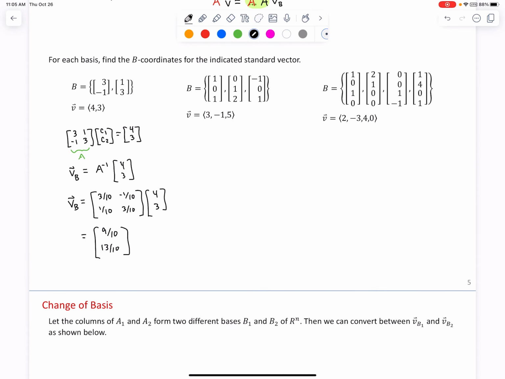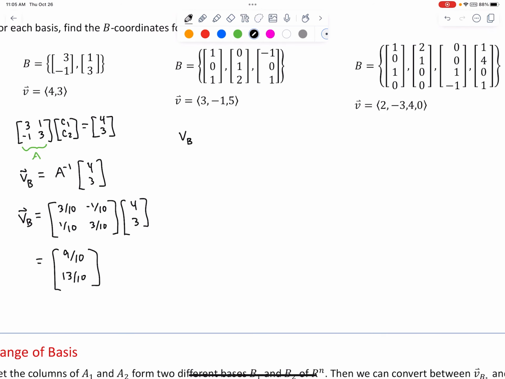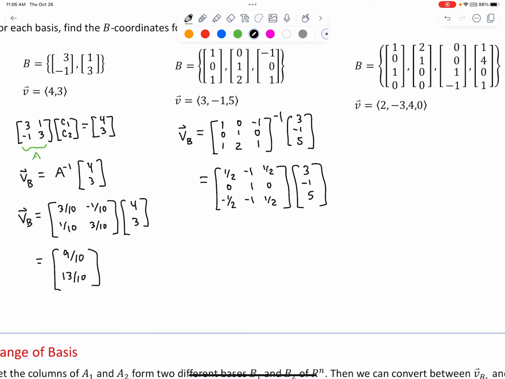Similarly, we can repeat the findings for the next two cases, but by using inverse matrices instead. So the b coordinates of this vector will be equal to the inverse of the matrix whose columns are the basis vectors times the standard vector. Using technology to get the inverse, we get the following. And then multiply that inverse matrix by the standard vector, and we get the following vector of b coordinates: 5, -1, 2, confirming our results from earlier.